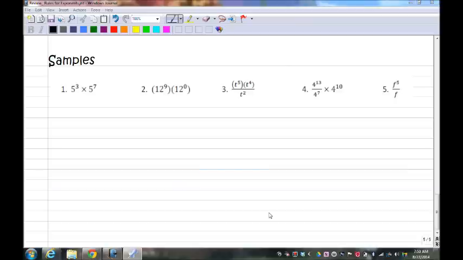Pause it now! Okay, the first problem, it's same base and it's being multiplied, so we add the exponents. 3 plus 7, this just becomes 5 to the 10th. Moving on, the next one.